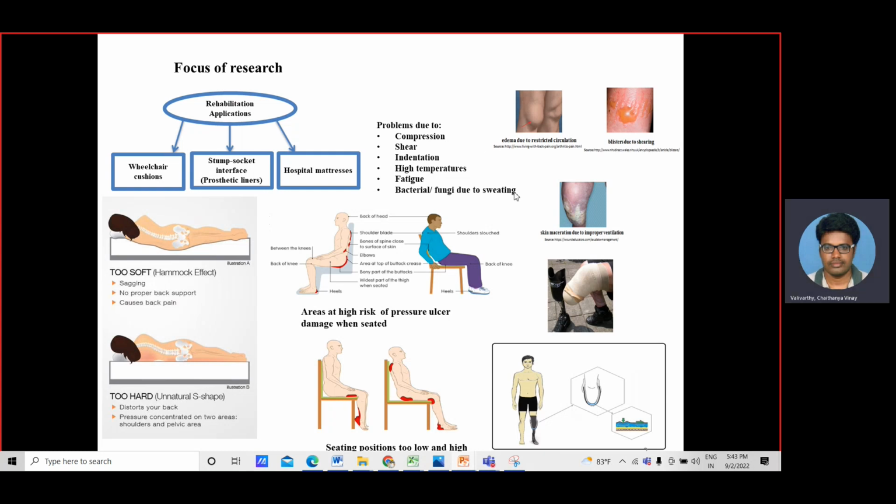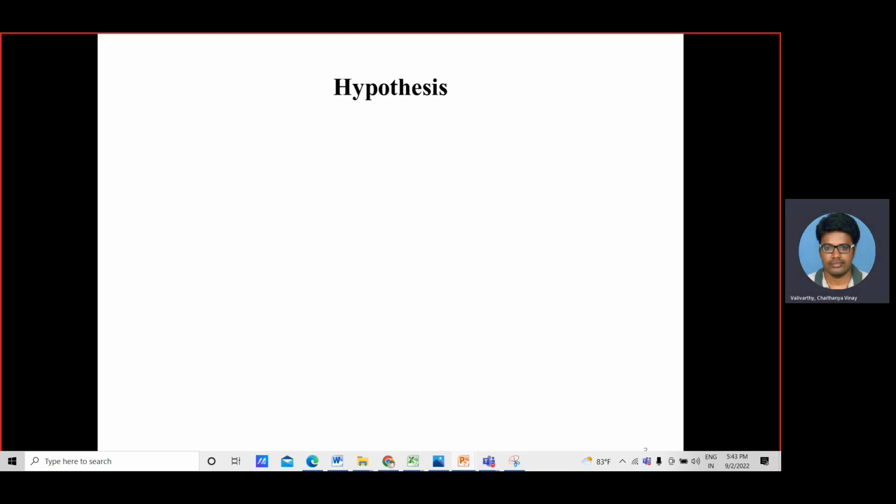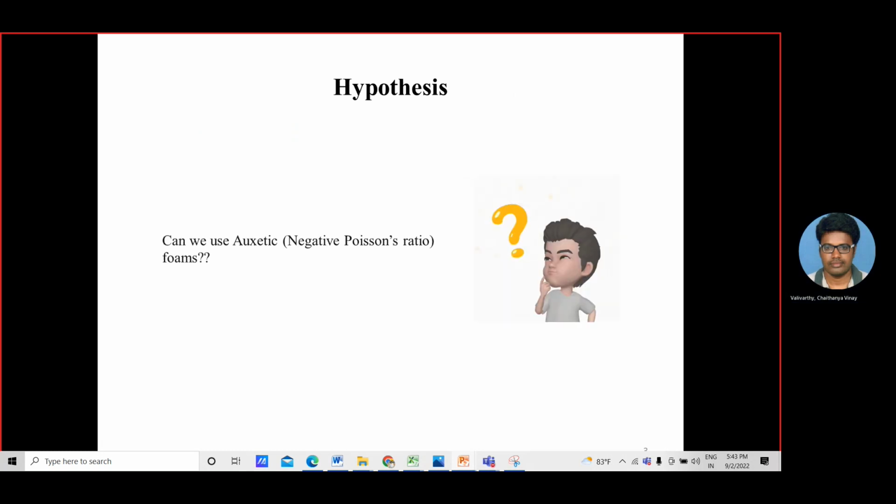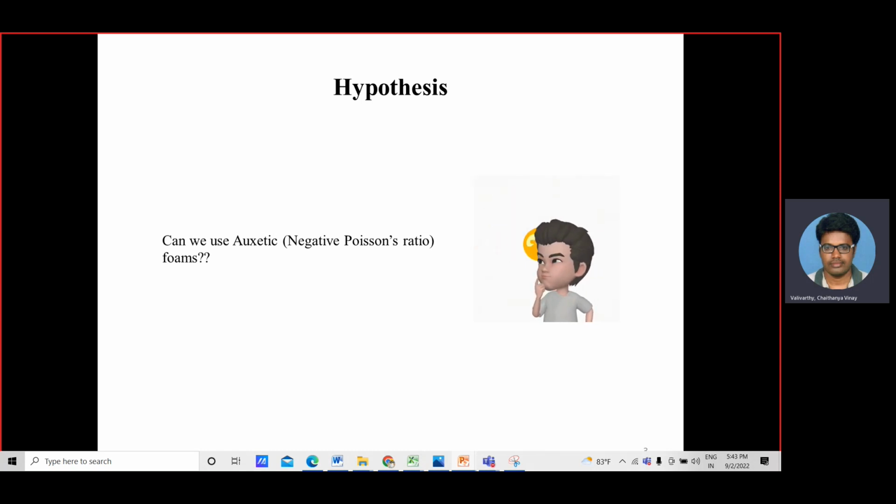So there is a need for an ideal cushion which should give stress distribution and good indentation resistance in order to give comfort to the patients or users. So the hypothesis: can we use auxetic foams? Auxetic is a word derived from a Greek word. We are going to see that in the next slides.